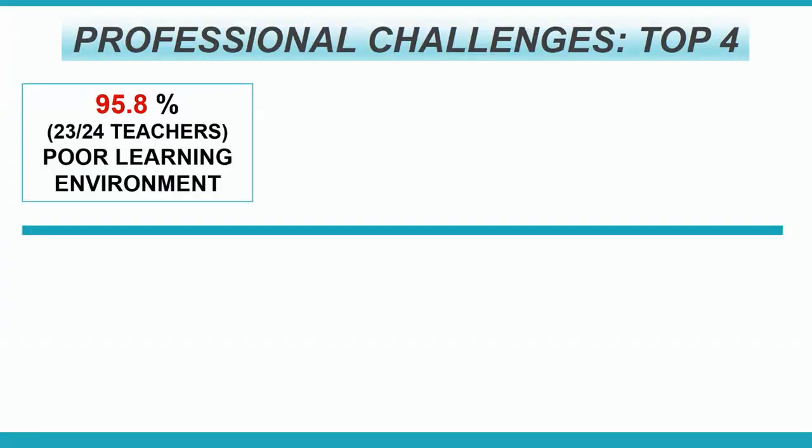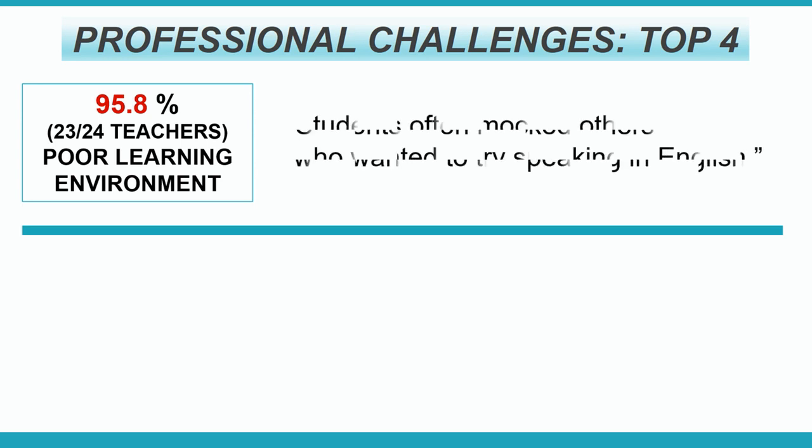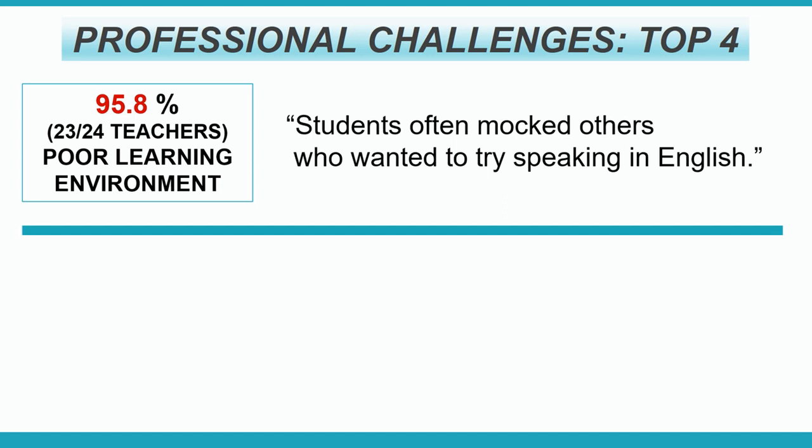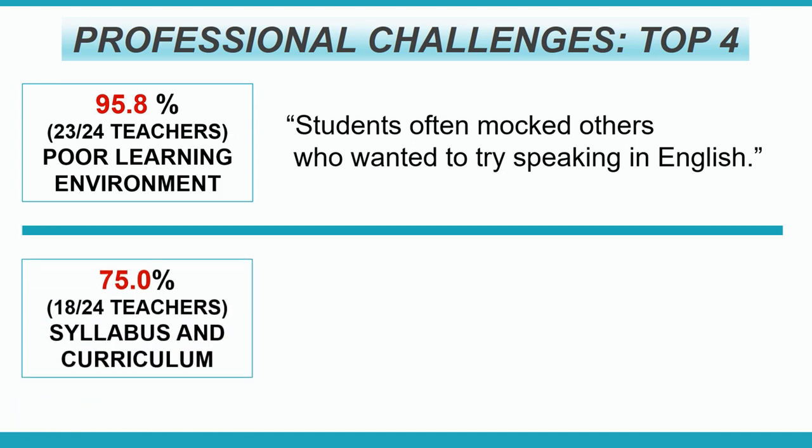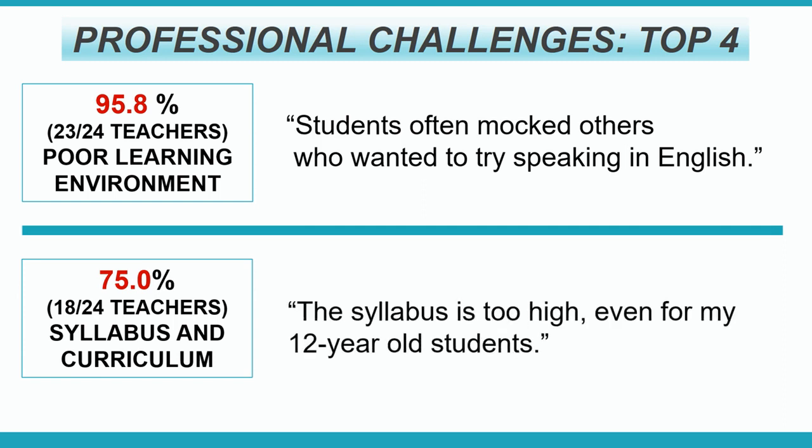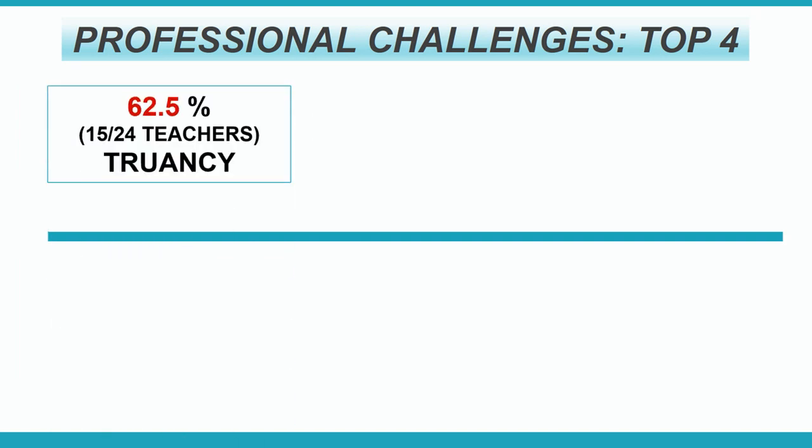Okay. The professional challenges, I'm going to present just the top 4. The first one is actually poor learning environment. Of course, they don't see the importance of English, and other students mock them when they speak in English. The second one is syllabus and curriculum. We have a standardized curriculum in Malaysia, so the teachers are saying that the syllabus is too high, even for my 12-year-old students. And the third one is truancy.